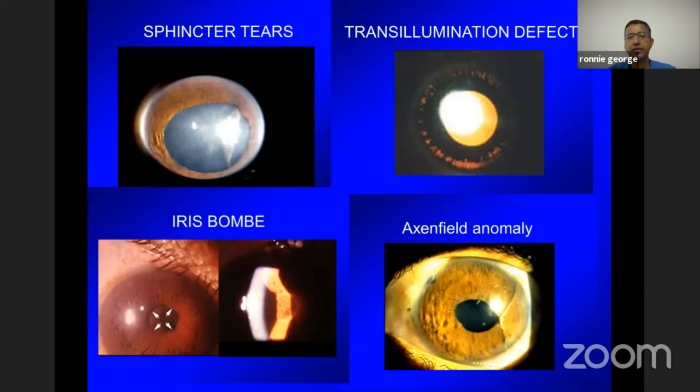A good anterior segment evaluation is important, and that includes an iris evaluation. Something like this sphincter tears with a slightly subluxed lens will tell you straight away what the etiology is. A retroillumination will tell you that this is pigmentary glaucoma you're dealing with. You have an iris bombé that will tell you that this is a secondary angle closure that you're dealing with. But more subtle changes, such as an Axenfeld anomaly, will require you to look a little bit more closely, because this would indicate a developmental disease. So you need to look at the iris carefully before you take a call.